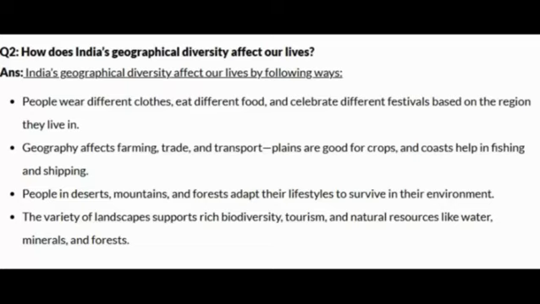India's geographical diversity affects our lives in the following ways. People wear different clothes, eat different food, and celebrate different festivals based on the regions they live in. Geography affects farming, trade, and transport. Plains are good for crops, and coasts help in fishing and shipping. People in deserts, mountains, and forests adapt their lifestyle to survive in their environment. The variety of landscape supports rich biodiversity, tourism, and natural resources like water, minerals, and forests.